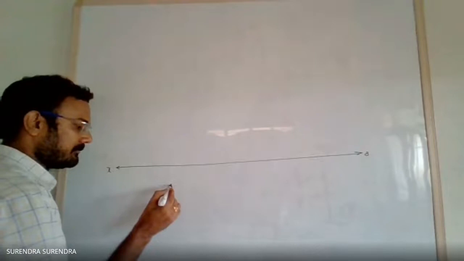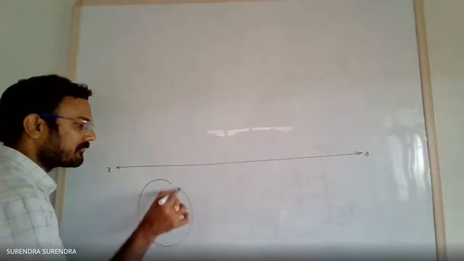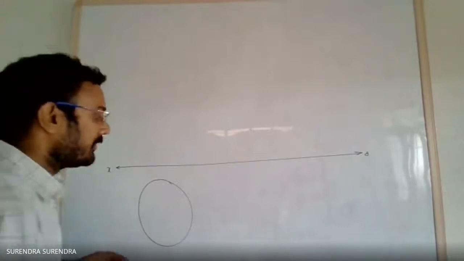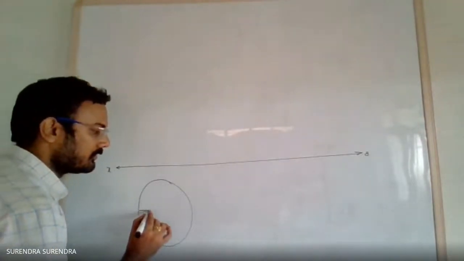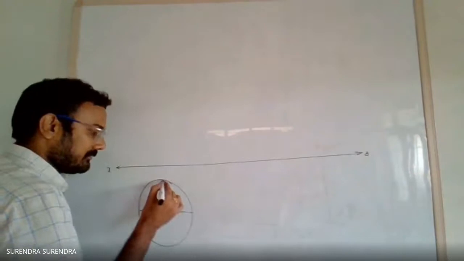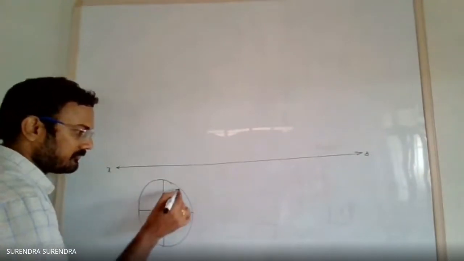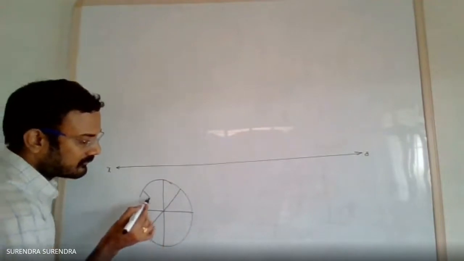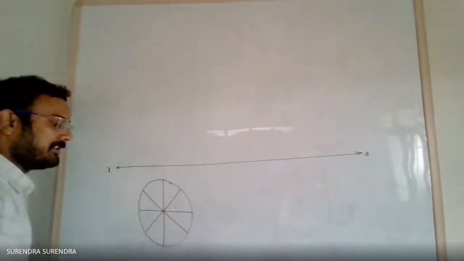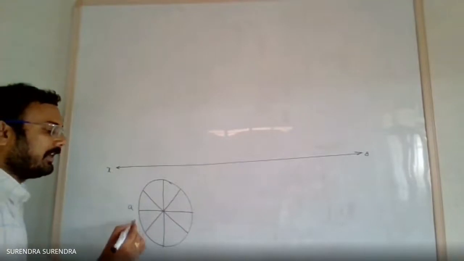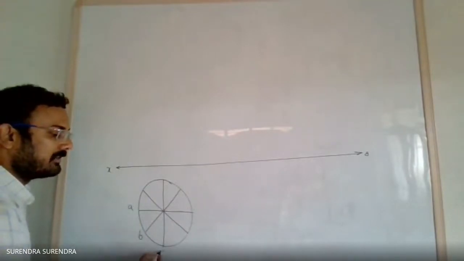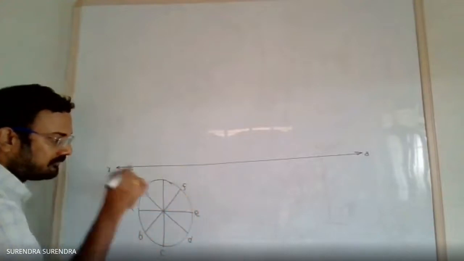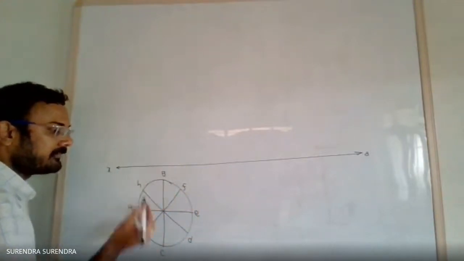True shape of the base in top view. Divide this into 8. So let this be A, B, C, D, E, F, G, H.